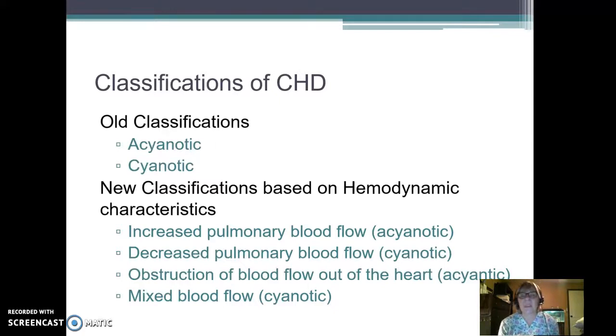And then we further classify those by the hemodynamic changes that happen. So increased pulmonary blood flow, sending more blood to the lungs, right? Decreased pulmonary blood flow, not sending blood to the lungs. Obstruction of flow, so it can't get out, and then mixed.